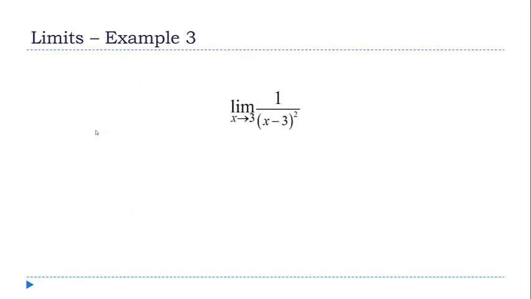Now, the result here is essentially the same as in the previous question. The function's undefined at x equals 3, and there's nothing we can do to simplify or fix that. However, there is a special circumstance here that we need to discuss. The graph of f of x equals 1 over (x minus 3) squared looks like this.